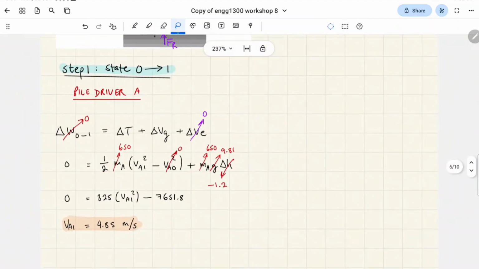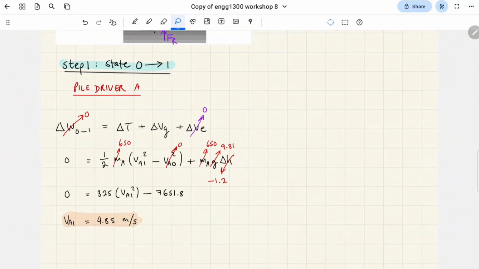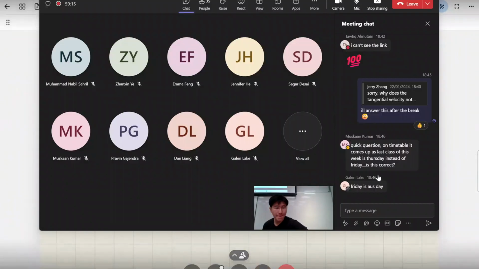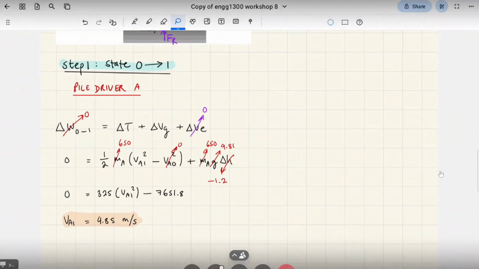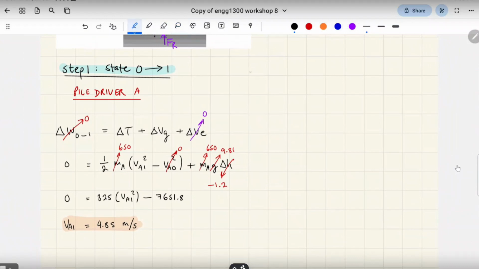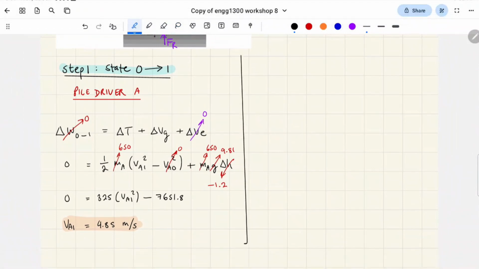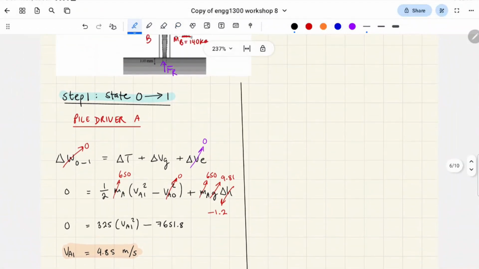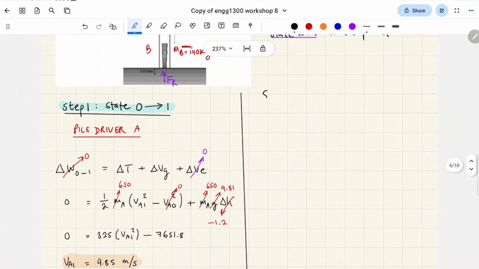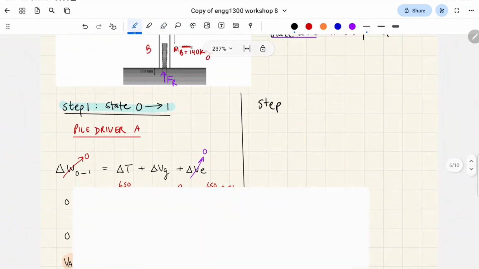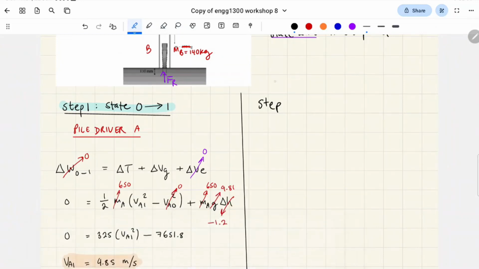Does anyone have any questions so far? Check that one. Yep. Okay, cool. So we're just getting started pretty much. Because, yeah, as I said, I'm going to break up steps into the states, right? So for my next step, step 2, have between state 1 and 2.